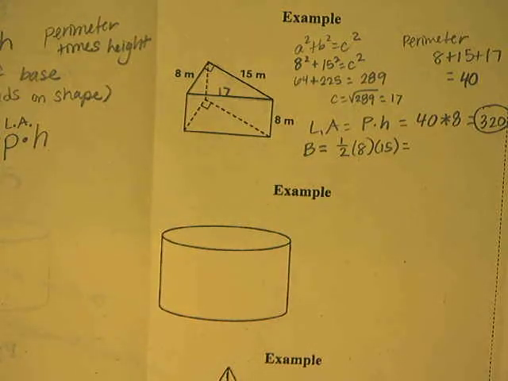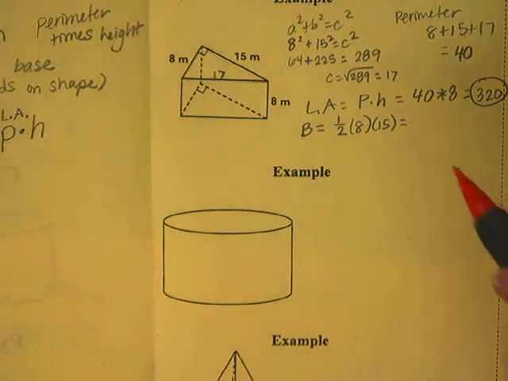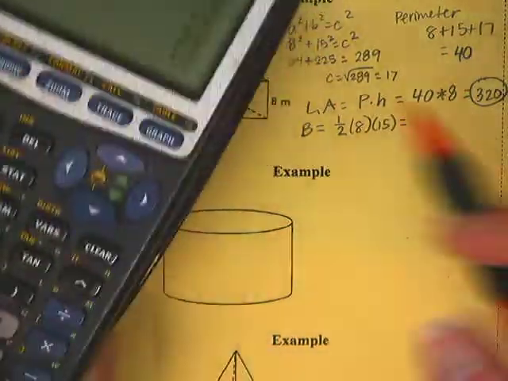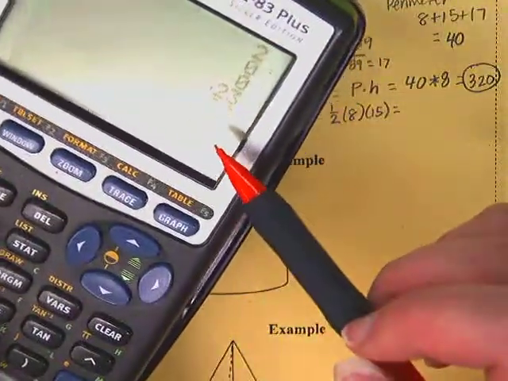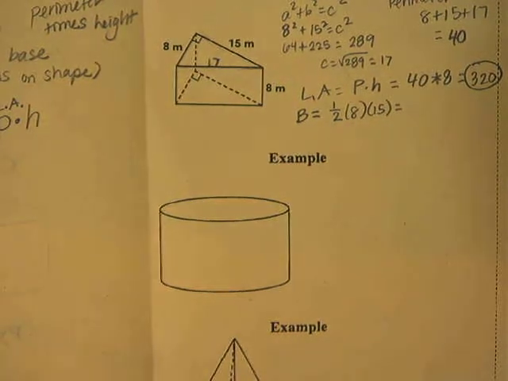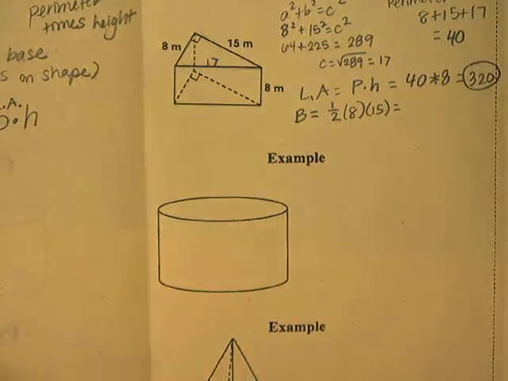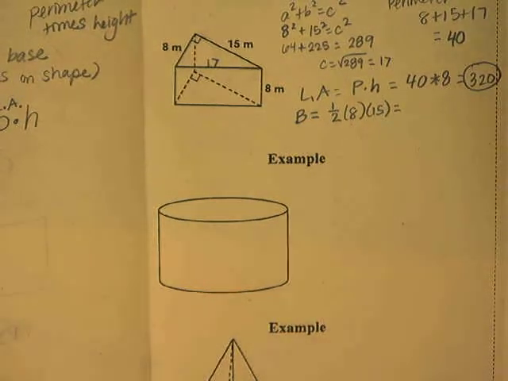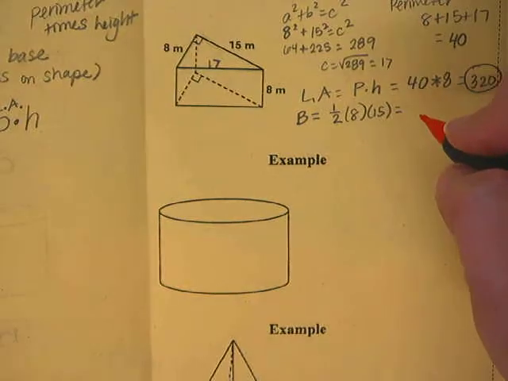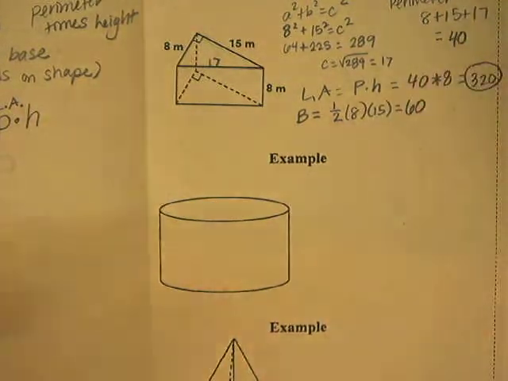8 times 15. So do that in your calculator because you don't know if you're going to get called on and have to answer it. 1/2 of 15 times 8. And the person to give the answer is Samantha. The calculator gave the person to do it. It's number 12, and that's you. Okay, give me the question. 1/2 of 8 times 15.